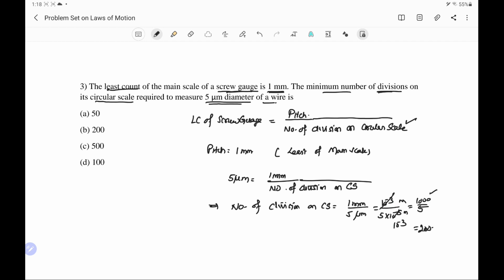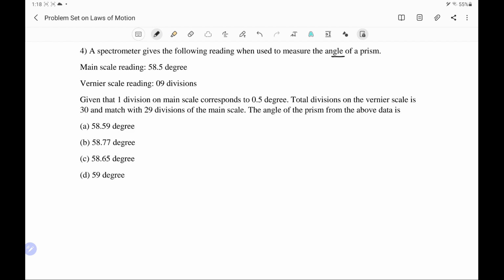Readings which is used to measure the angle of prism. For measuring the angle of prism, a device is used which is called the spectrometer. The main scale reading is 58.5 degree. Vernier scale reading is 0.09 division. Given that one division on main scale is corresponding to the 0.5 degree, total division on the vernier scale is 30 and it matches with the 29 divisions of main scale. We have to find the angle of the prism from the above data.